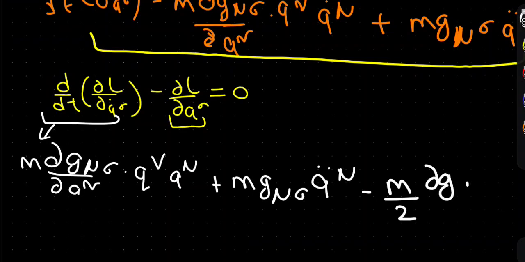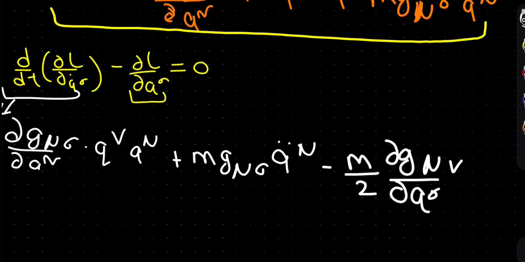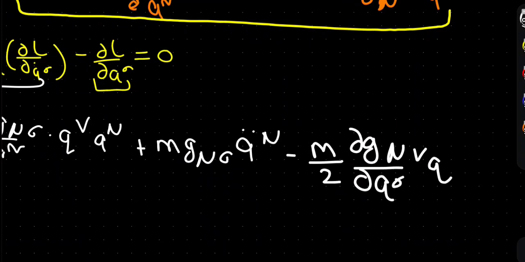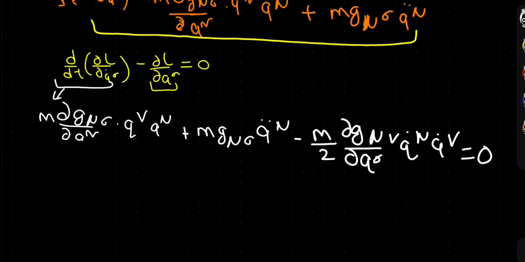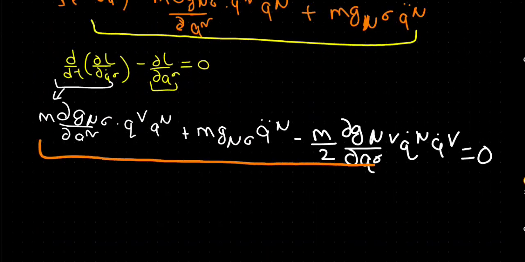by 2 del g mu nu by del q sigma, and here it's q dot mu, q dot nu, and it is equal to 0. So this is our big looking equation.